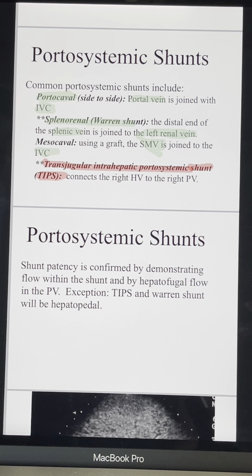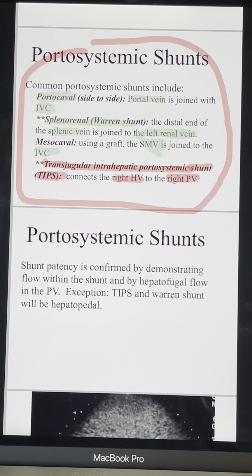Transjugular intrahepatic portosystemic shunt, also called TIPS. It connects the right hepatic vein to the right portal vein. So please know all these four names. For the second one, splenorenal, please know that it is also called the Warren shunt. So know the names and know what each connects to.